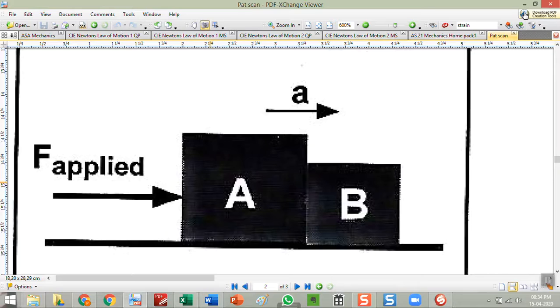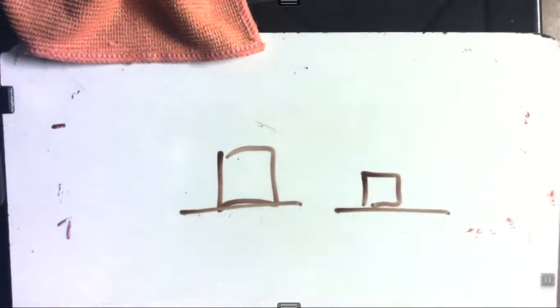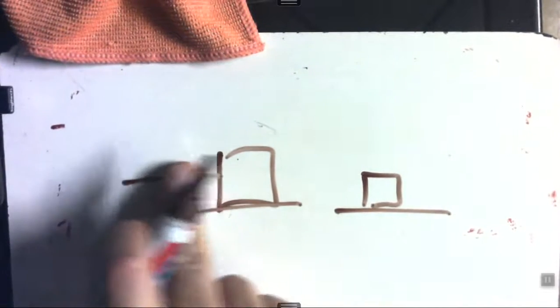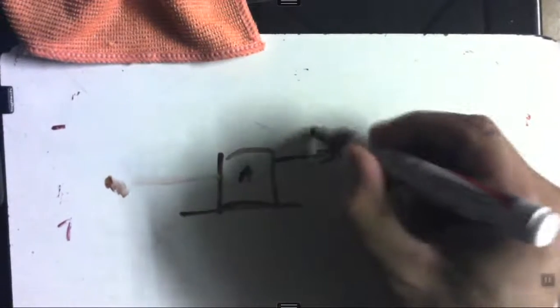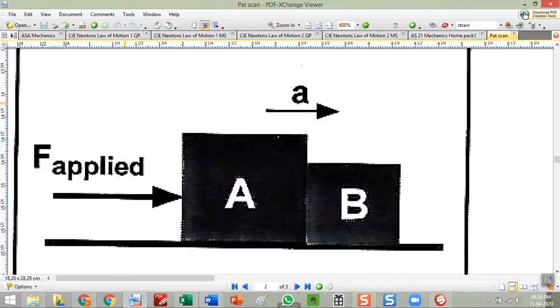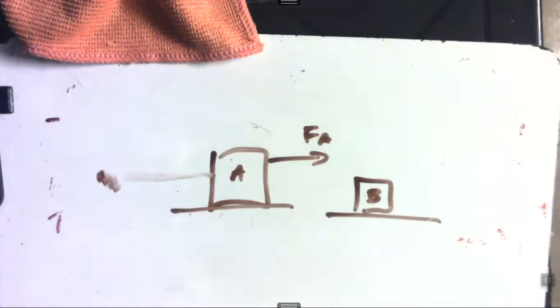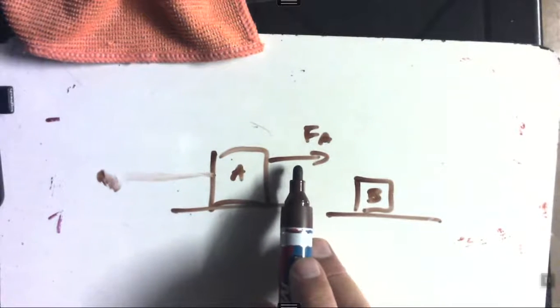So in this case, block A, let's just erase here. Remember, draw the diagram separate. We have an applied force. This is block A, block B. The applied force is pushing this way. Now quickly look at the question again. Do you see that the applied force is pointing towards the block? Okay, but I always draw the arrow away from the block just to avoid confusion, makes it simpler.